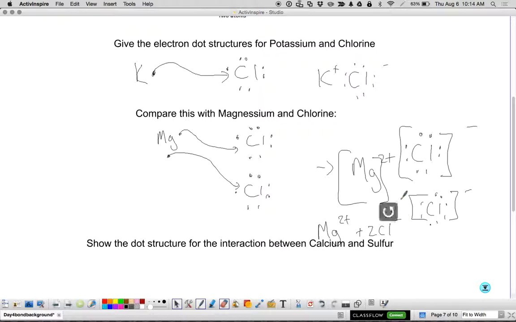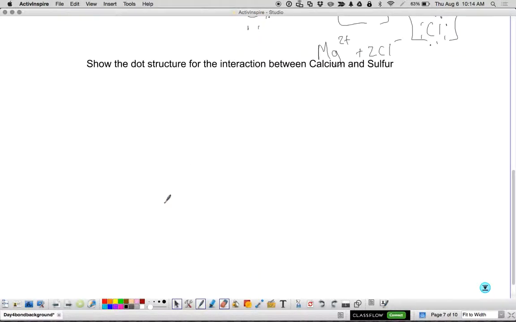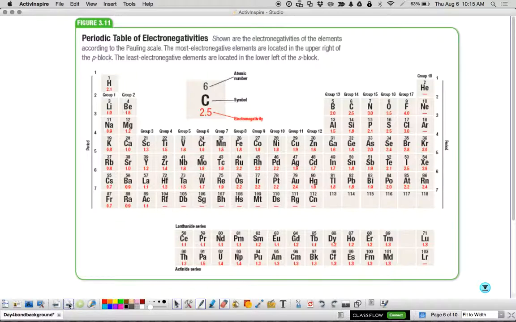Okay. Well, what about calcium and sulfur? Why don't you pause and see if you can do this one on your own? Here are my 2 calciums. Calcium has 2 valence electrons. Okay, and sulfur has 7 valence electrons.